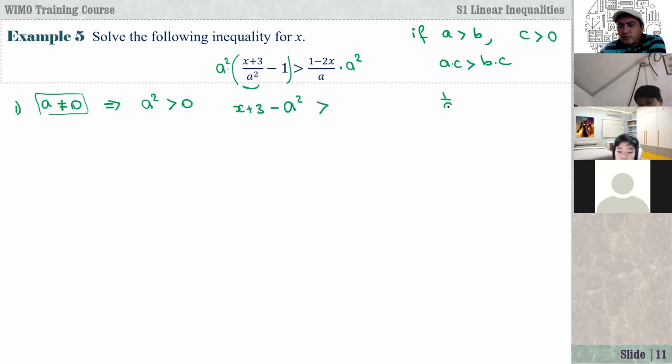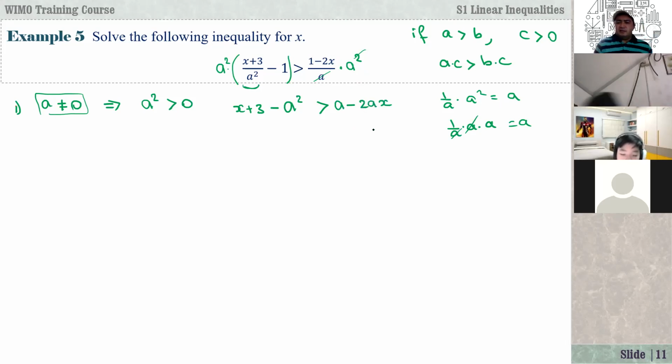What is 1 over a times a squared? That's equal to a, right? Because a squared, I can just write it as a times a. These a's are gone, so that's equal to a. So on the left hand side, I have a, right? Because with this square, this is gone. A times 1, that is a, minus 2x times a, that's equal to 2ax.